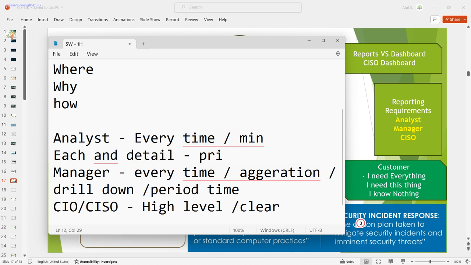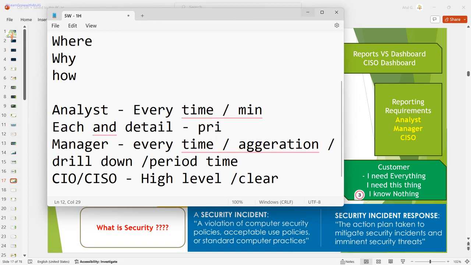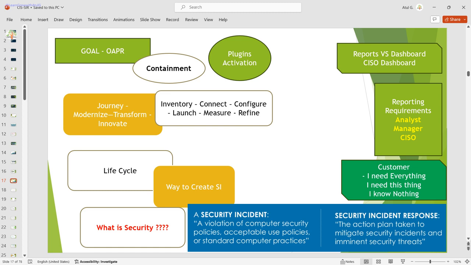Now the next part is important. We talk a lot about security. Security is something we saw earlier as well: a violation of the computer security policies and acceptable policies. But what security is not, that is more important. What we cannot say is a security incident. Number one, a security incident is not a toolset which you can just install and it will start working. No, it's not like that.